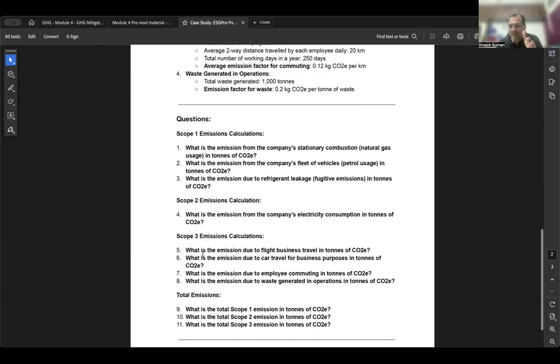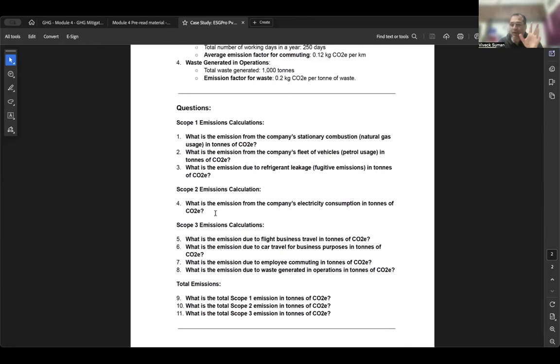Then, of course, you have to answer these questions, which are laid out so that you can segregate scope 1, 2, and 3 emissions and report them in the template which I have already shared with you. Anybody who doesn't have the template, tell me now.